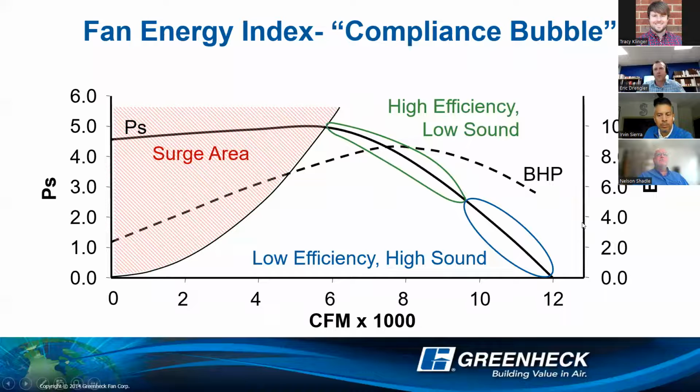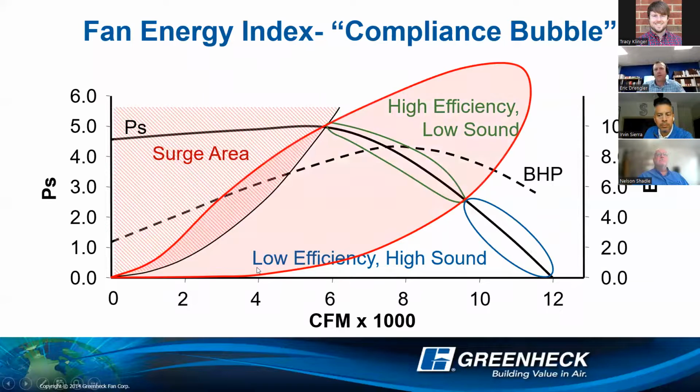And what it's basically doing is when you look at a fan curve, typically your high efficiency is two-thirds of the way up the fan curve for any given fan. And down here, it's very low efficiency, and then you get into a surge type area. And this FEI baseline is basically creating bubbles that are compliant for selections and kind of the more efficient part of the fan curve.